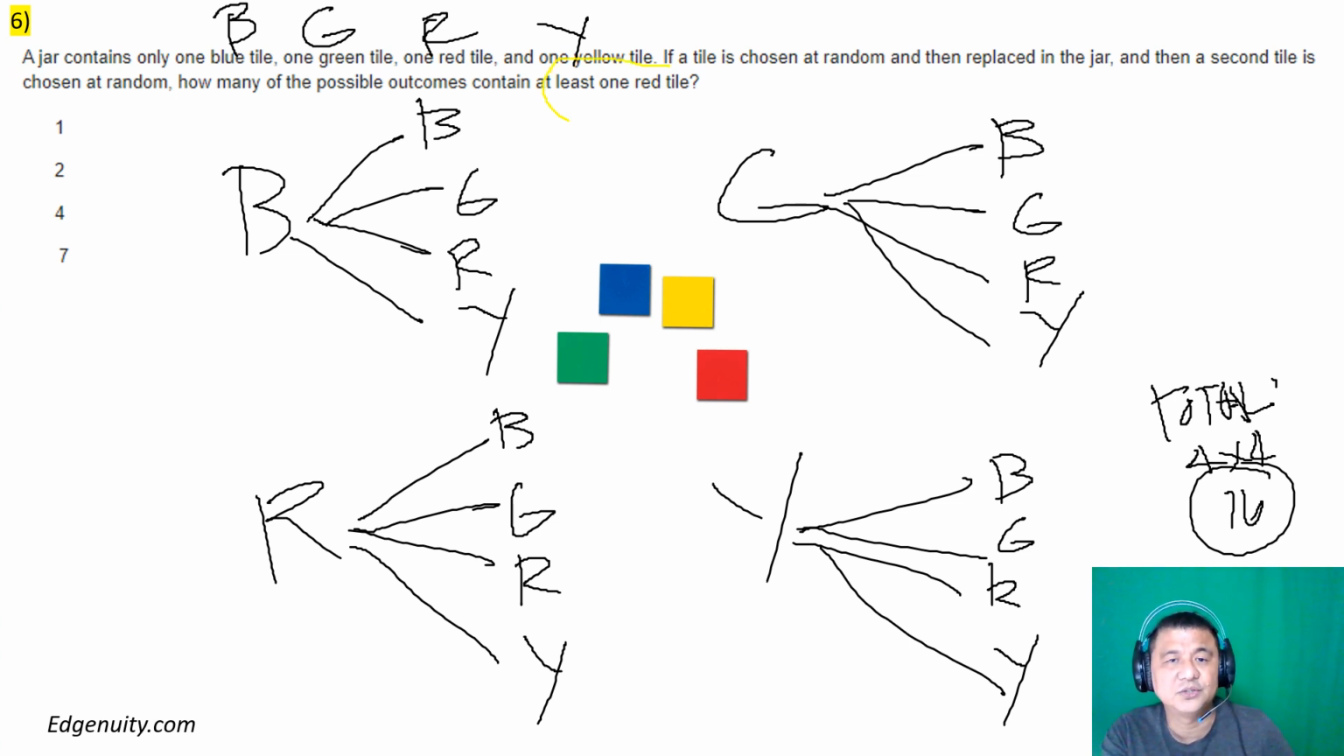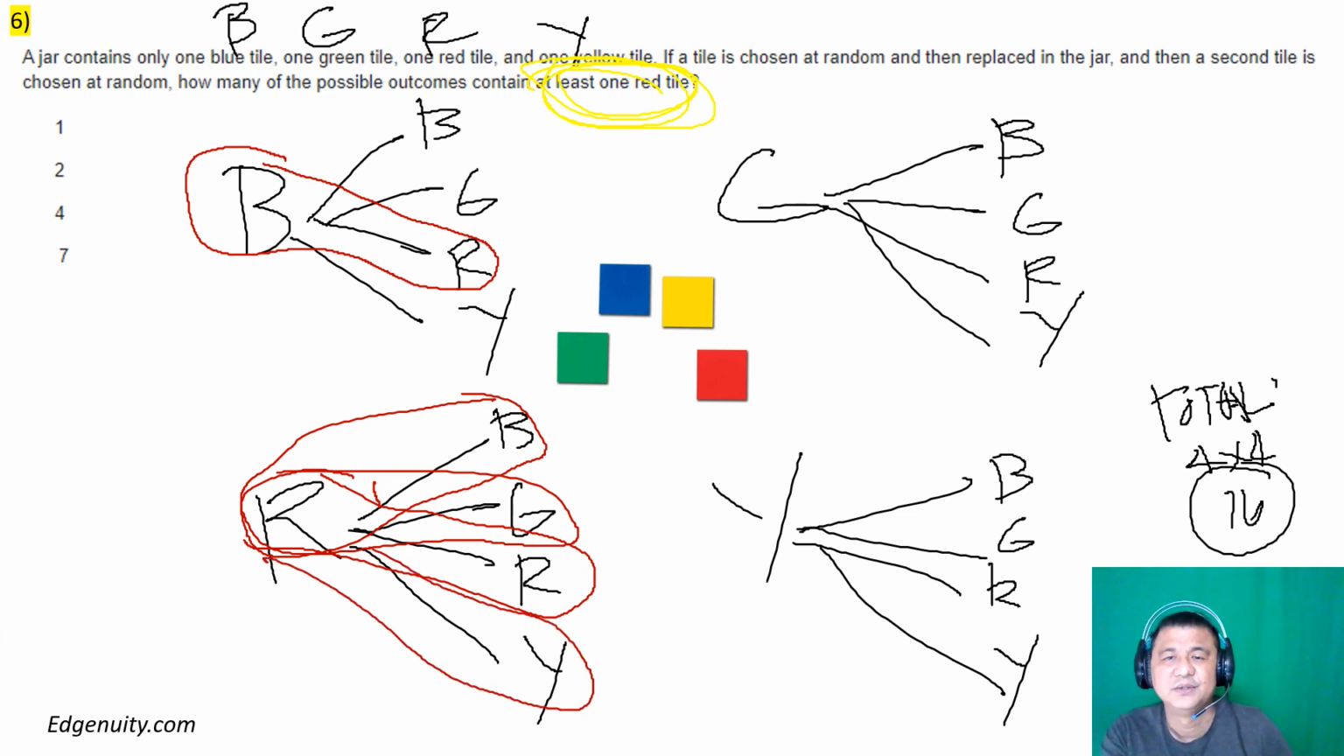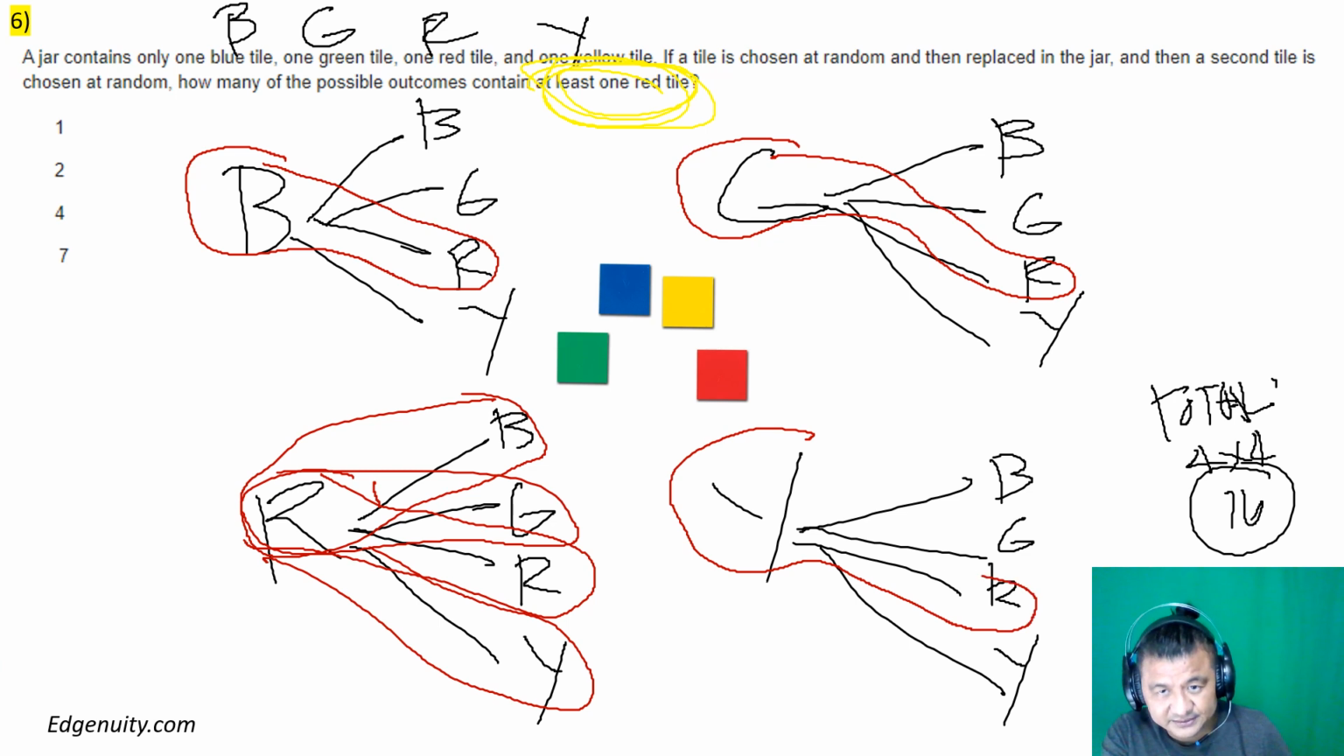Check it out. Which one contains at least one red tile? At least one red or two reds. So we need to circle them. Okay, which one here? Blue followed by a red contains a red. That's one. Red followed by a blue, that has one red. Red followed by green has a red. Red and red is allowed because it has at least. It could be more. Red followed by yellow. Okay, is there a green followed by, yes, I need you red. Yellow followed by red. There you go.